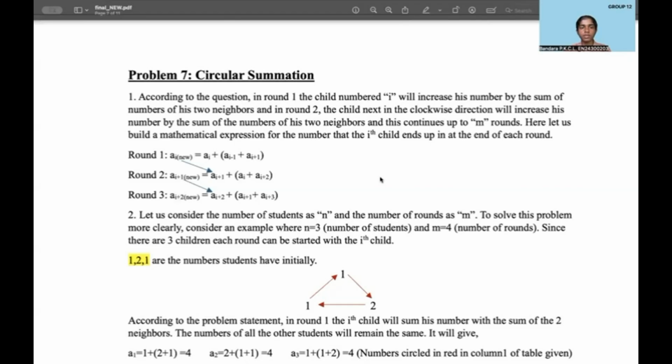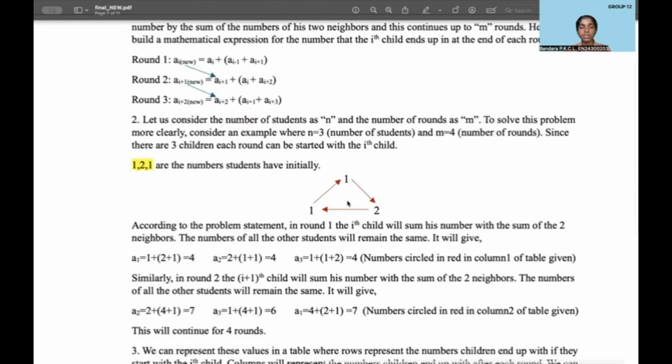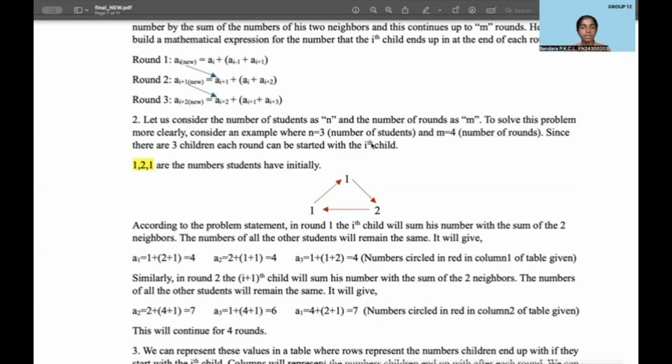Problem number 7. Circular summation. In this question, we have to imagine a circle of children, each starting with a specific number. The easiest way to tackle this problem is through an example where n, the number of students, is 3 and m, the number of rounds, is 4. Since there are 3 children, each round can be started with the ith child. 1, 2, and 1 are the numbers the students will have initially.